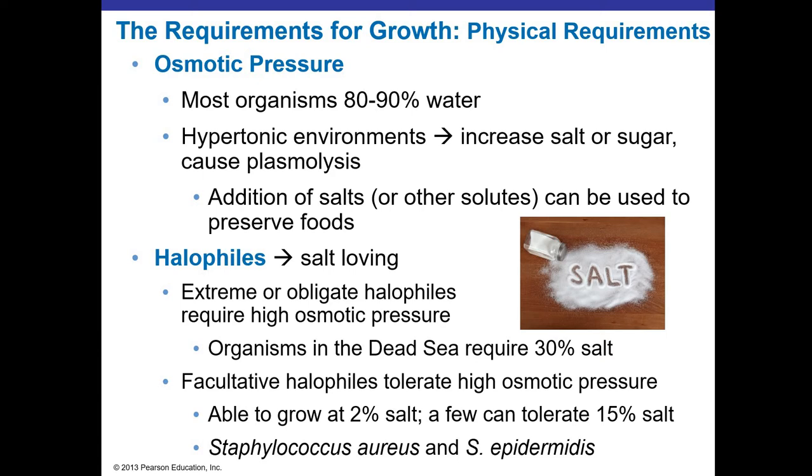Facultative halophiles, on the other hand, are able to tolerate high osmotic pressure, high salt, but not quite as extreme as those other obligate halophiles found in the Dead Sea. So things like Staphylococcus aureus, Staphylococcus epidermidis, these are usually able to grow at things that are above 2% salt. And in the case of Staphylococci, they actually can survive maybe even up to 15% salt. And so therefore, Staphylococcus is going to be a major clinical isolate that we are going to be talking about as a facultative halophile.